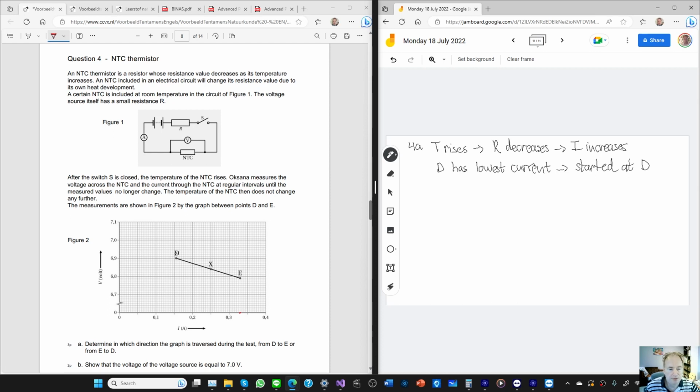And I guess you can also figure out, just using Ohm's law, what the resistance is in D and E. Actually, see the current difference is very large, and there's just a small voltage difference. So I'm also pretty sure that at E, the resistance is lower than at D. Show that the voltage of the voltage source is equal to 7 volt.